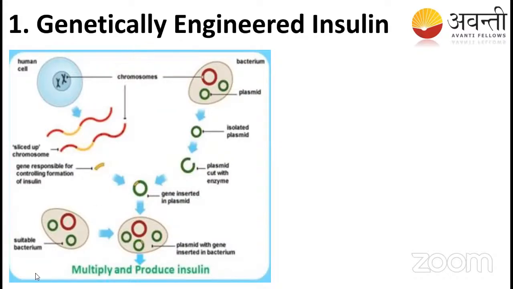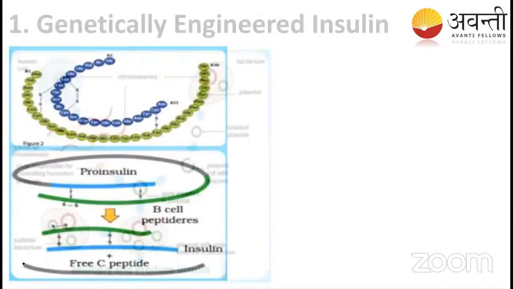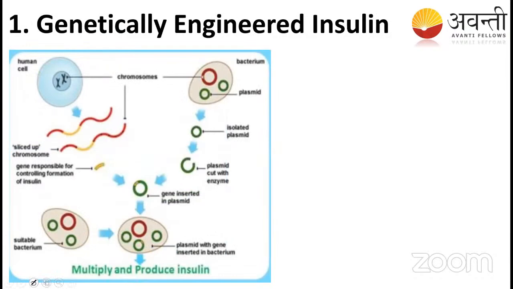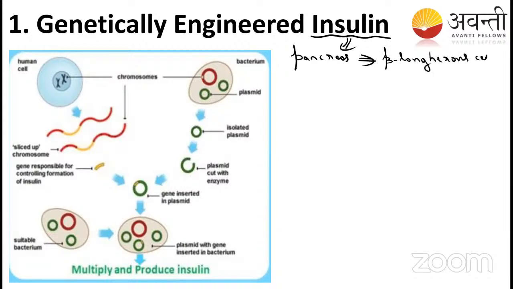What are we going to do in the genetic engineering process? Student, if insulin was not prepared, it would be very difficult to treat a diabetic patient, right? What is the function of insulin? Where is insulin produced in our body? In the pancreas, right? In the pancreas, there are beta cells of the islets of Langerhans. There it produces the insulin.